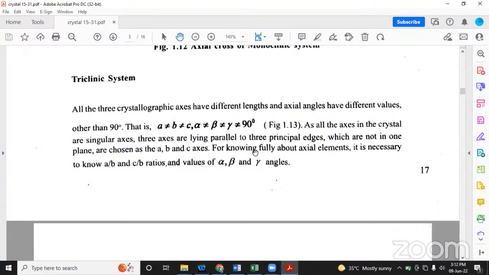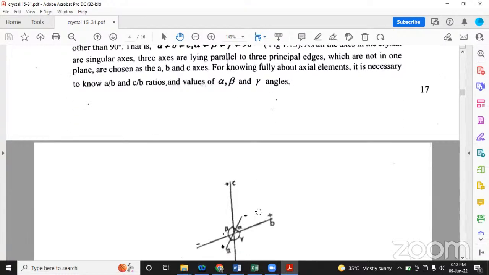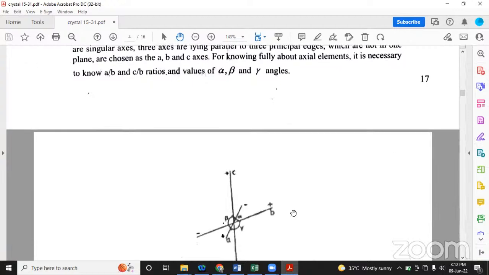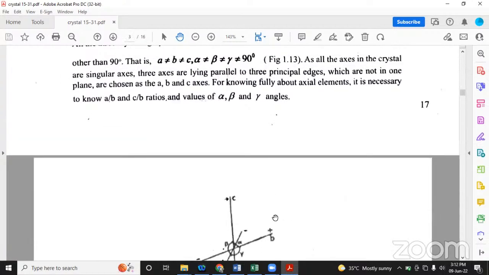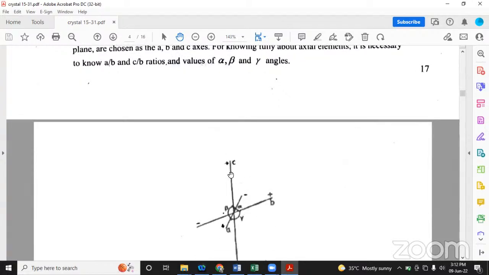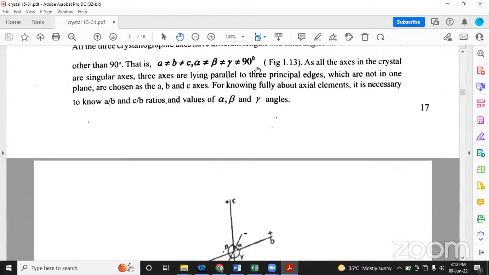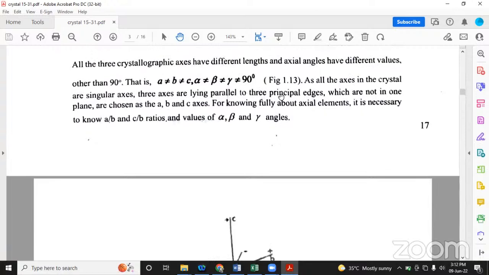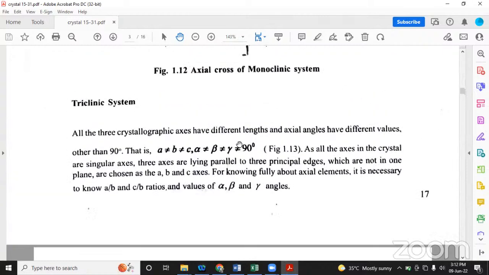In the triclinic system, there are three crystallographic axes of different lengths, and the angles also have different values. B is not straight, meaning not in the horizontal line. C is at some angle, not vertical. A also is at an angle. So these three are not in the same line or the same length, and the three angles are all different. It is called the triclinic system.